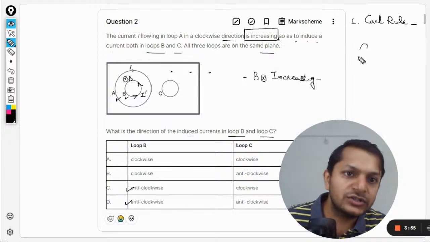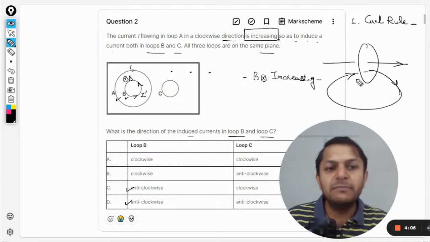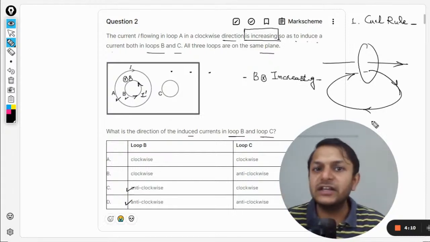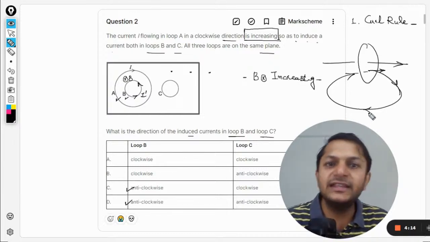Okay, because this is the loop. So we know that, let us say the magnetic field is going like this. So inside it, the magnetic field has the opposite direction, and outside of it, the magnetic field is moving in the other direction. Here, the magnetic field is towards right, and here it is towards left.